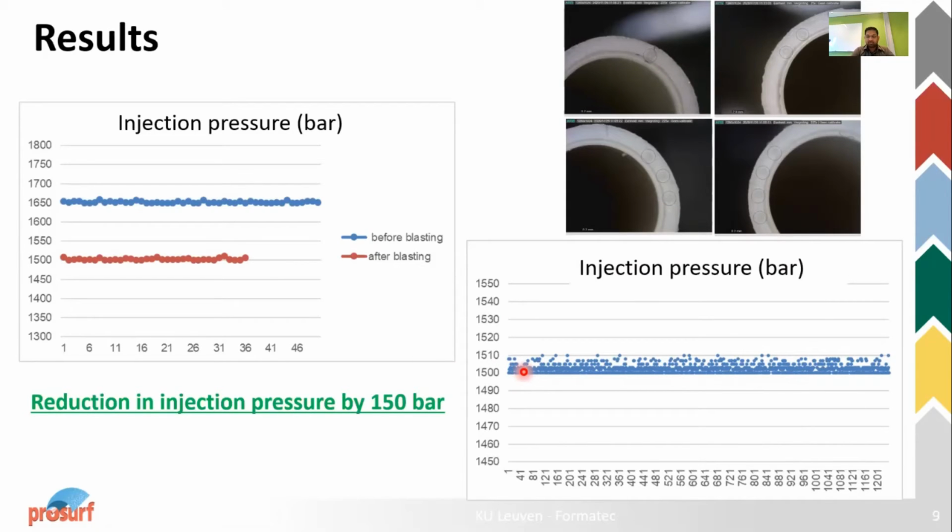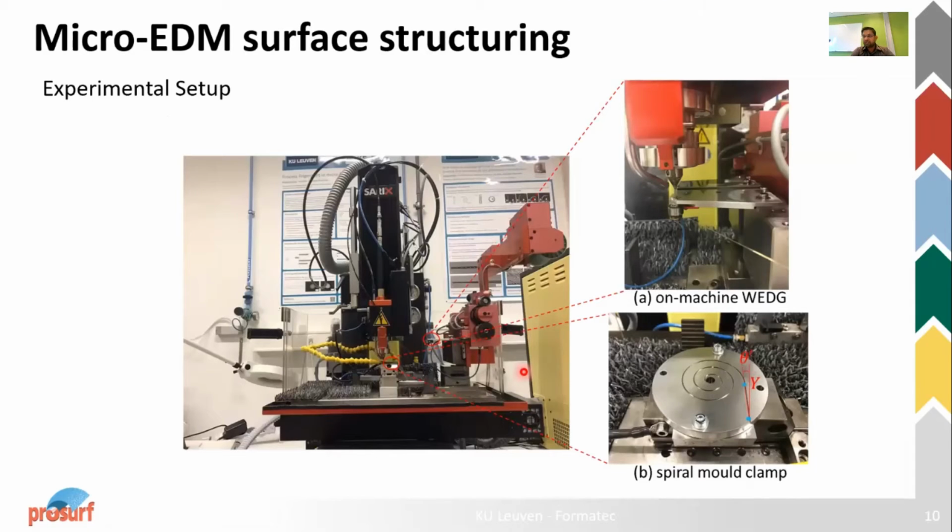So we decided to go for further improvement because with the sandblasting or microabrasive blasting technique, it's difficult to control the distribution of the texture. The texture is more or less stochastic. So we were looking for a more deterministic technique. Based on the long experience of Leuven in this technology, we proposed microEDM surface structuring to get better flowability of the feedstock. To perform microtexturing on spiral molds, we used a Sarix microEDM setup.